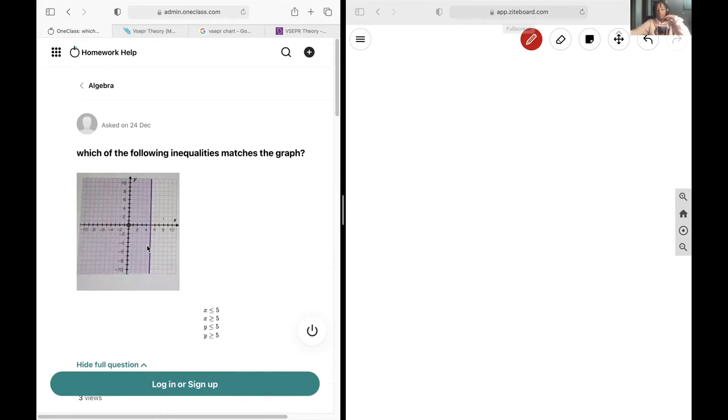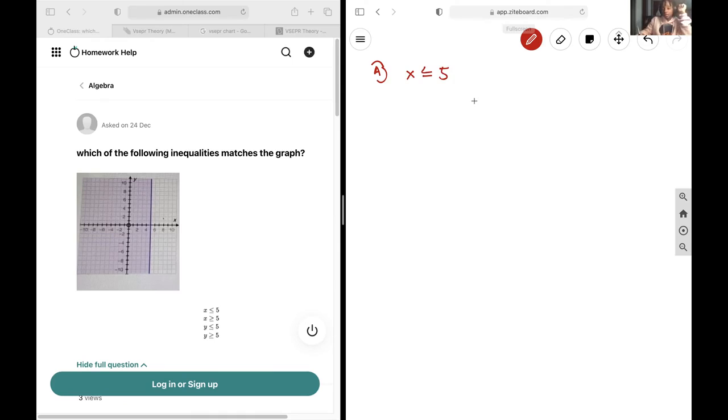Okay, so next up, we want to find which of the inequalities matches the graph. A good way to test your understanding of these inequalities is to actually plot all of them and see which one will give you the correct graph. So for option A, we have x is less than or equal to 5.